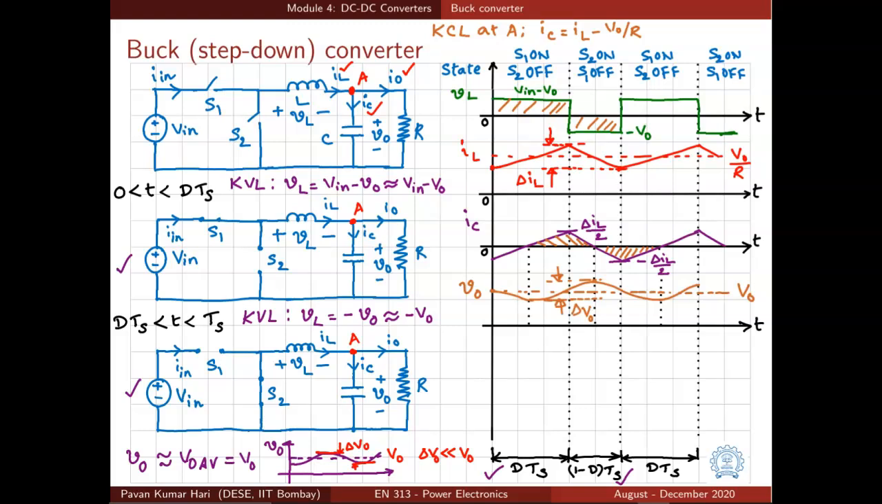The average value of output voltage is denoted by VO, and as we have derived, it is going to be equal to d times Vin, and the peak to peak value of output voltage, delta VO, which is denoted here, needs to be determined now. And we need to make sure that this delta VO is much smaller than VO, the average value, because that is the basis of this whole analysis.